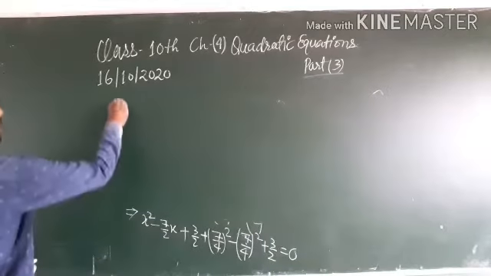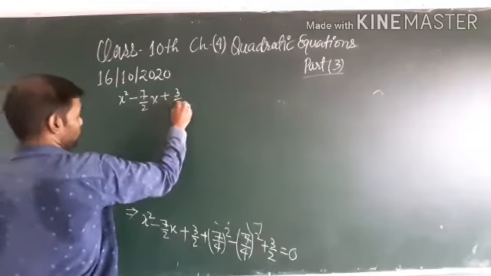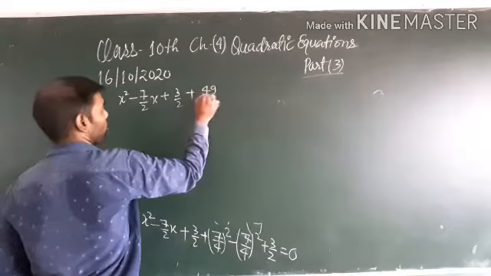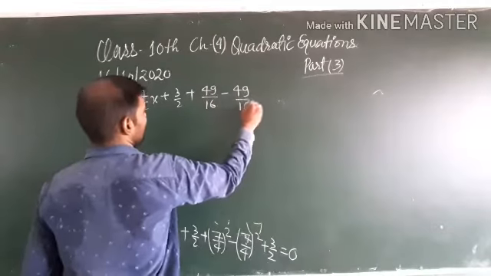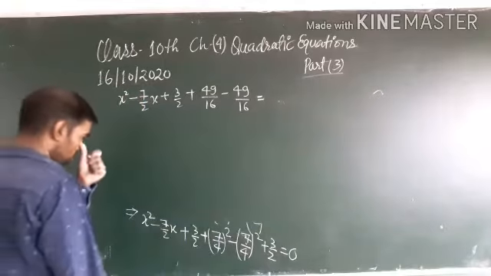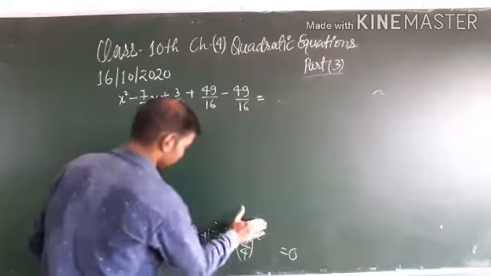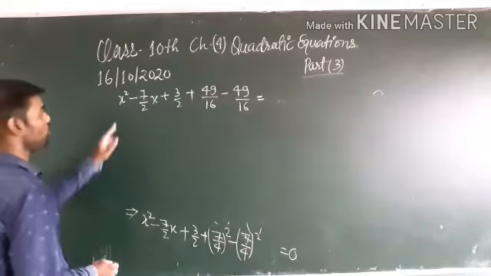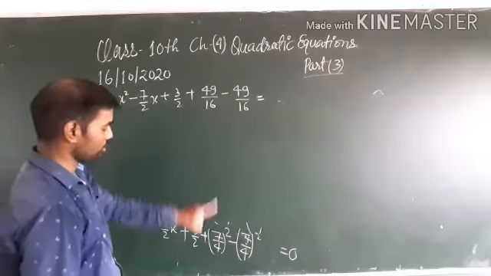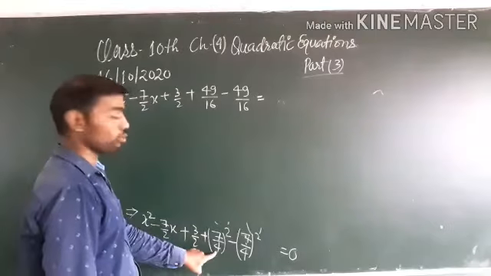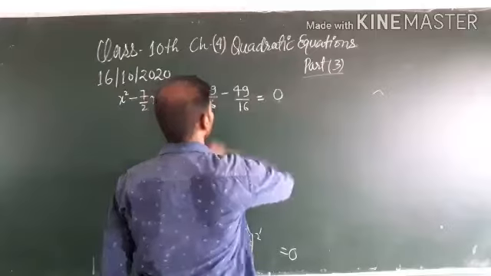Here x square minus 7 by 2x plus 3 by 2 plus 49 upon 16 minus 49 upon 16 is equal to... sorry, this is again, the 3 by 2 is only one time. So x square minus 7 by 2 x plus 3 by 2, and the coefficient of x, so it means 7 square 49 and 4 square 16. Similarly minus 49 upon 16 is equal to 0.